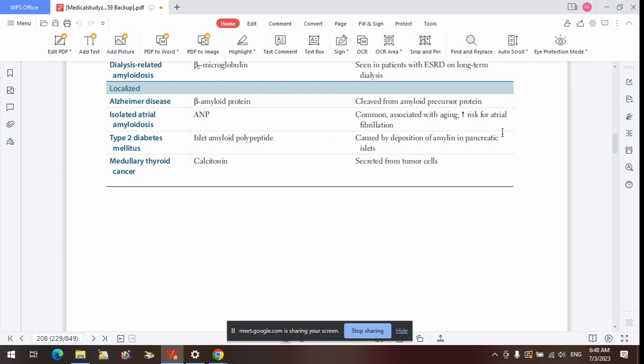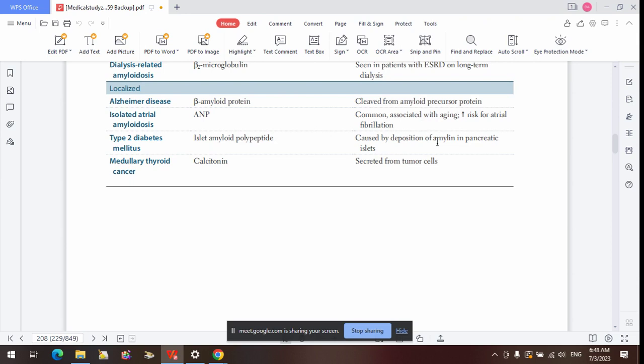So there can be disturbances of the electrical conductive system. It can even cause heart failure, in which the heart is not able to pump very well due to that deposit. So it's very associated with aging. It's just like the sporadic form of transthyretin amyloidosis. Both of them are associated with aging. The next one is type 2 DM.